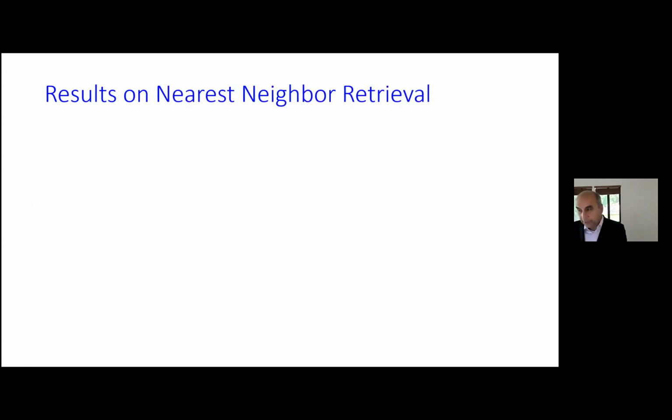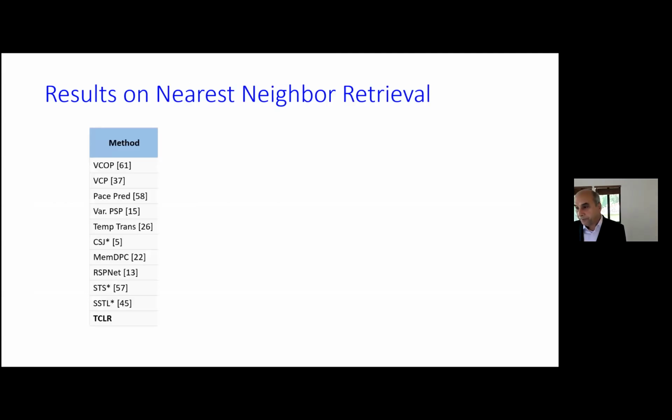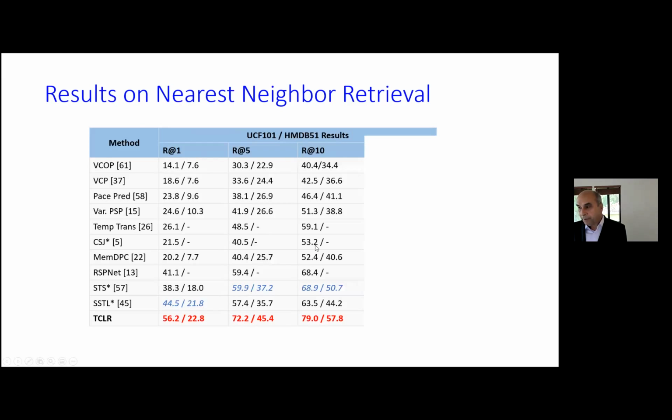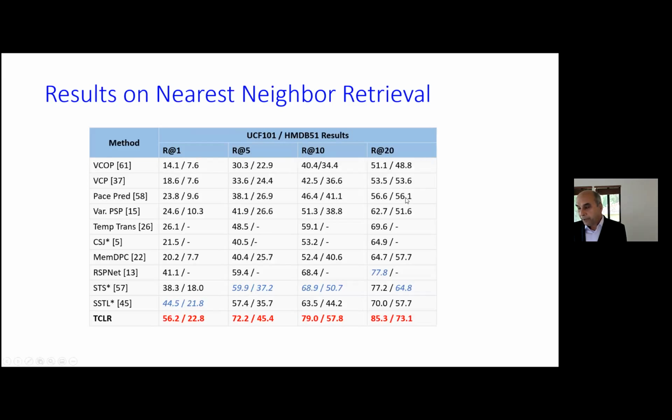And these are the results on nearest neighbor retrieval. These are the methods. And we go UCF101 to HMDB. It's recall at 1, and we get pretty good improvement. And this is recall at 5, recall at 10, recall at 30. Again, in every case we get a huge improvement.